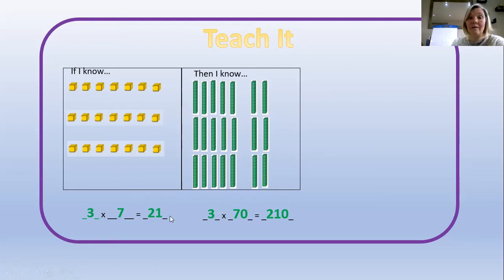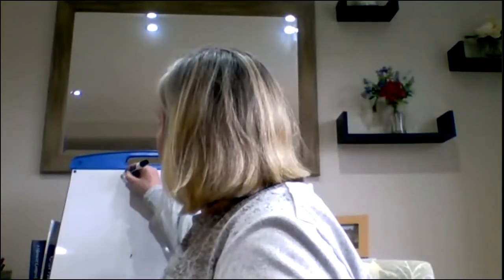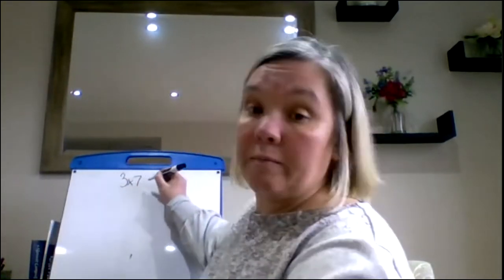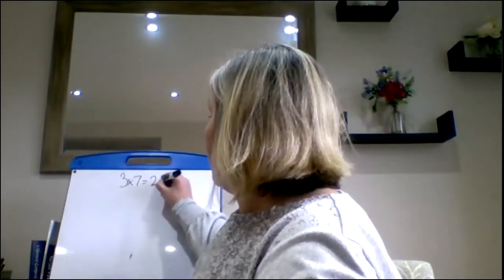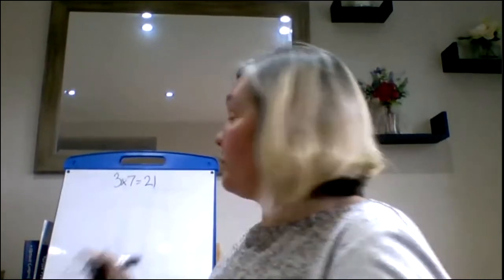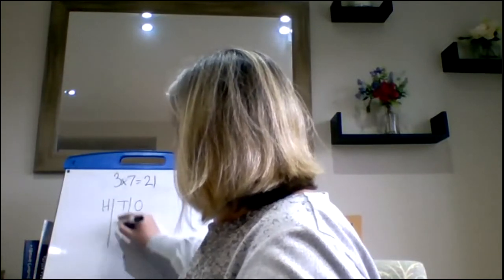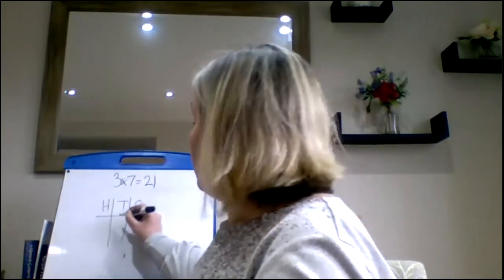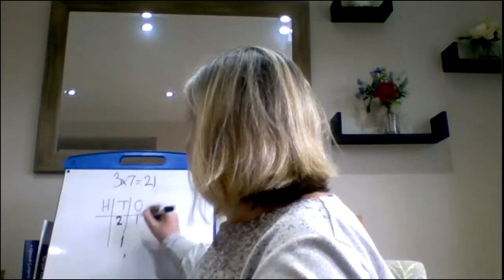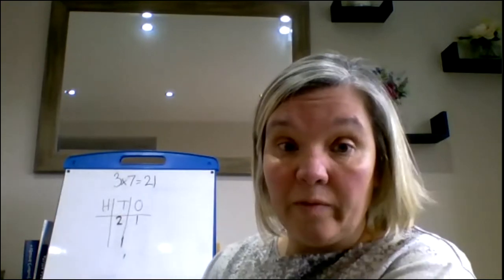So what we've actually done is we've taken our 3 times 7, which is 21, and we've made it 10 times bigger, just like we did yesterday. So it's almost like a two-step problem, isn't it? Because we have 3 times 7 equals 21. So if we place that in our hundreds, our face value, okay, we would put our 2 because it's a 10, we put our 1 there. Okay, that's what we've got there, isn't it?